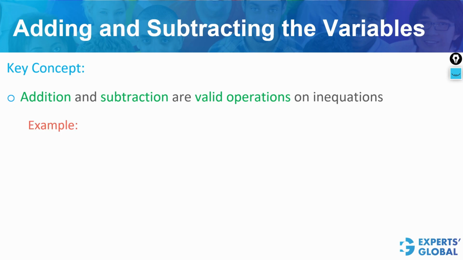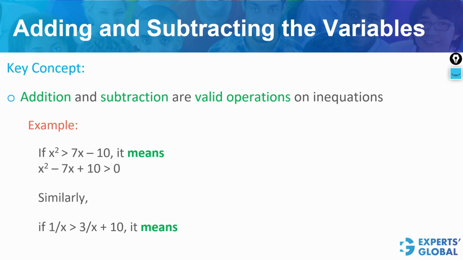For example, look at this inequation. The correct approach is to take all the variables on one side and then go about solving the inequation. Similarly, one more example: a similar approach, moving all the variables on one side and then solving the inequation, is a valid operation and the correct approach.